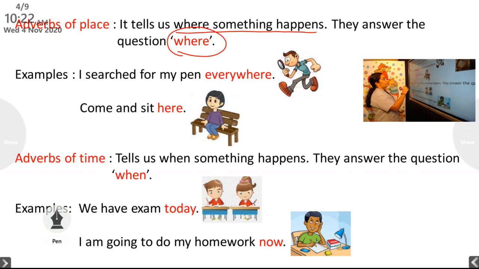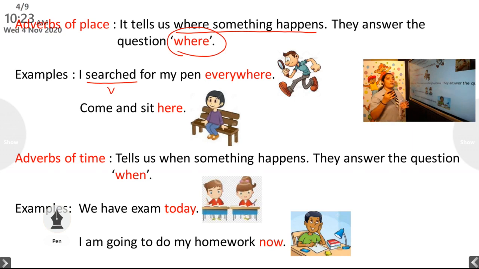Now, the example given here: I searched for my pen everywhere. Can you say which is the verb here, or which is the action word? Yes, searched is the verb here. So which question word will you ask? Where did you search for your pen?